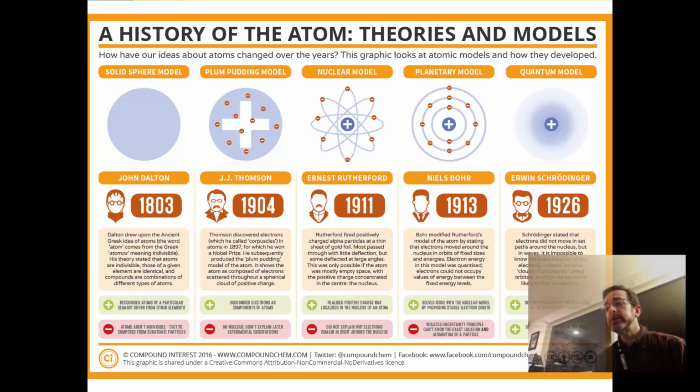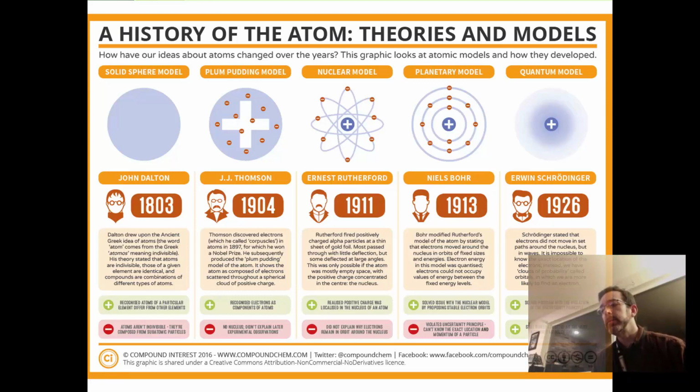It was only prevalent for about 13 years until Erwin Schrödinger finally proposed the quantum model, which is still the model that stands today, another 100 years later. The quantum model is where, and you notice that the quantum model doesn't have any of those little electron orbits if you look over here. It's just sort of a fuzzy cloud of electrons.